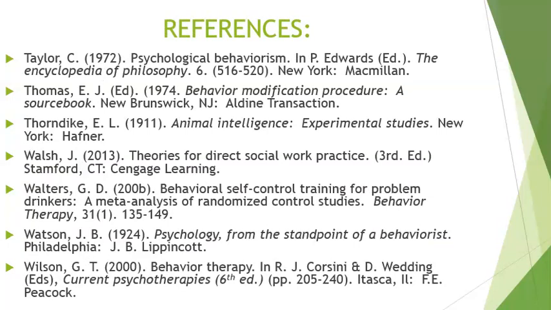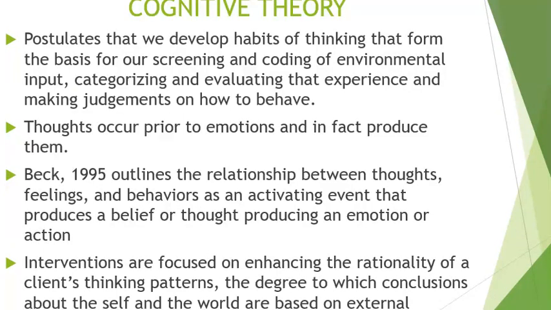And so then we go to cognitive theory. Cognitive theory says that we develop habits of thinking that form the basis for our screening and coding of environmental input, categorizing and evaluating that experience, and making judgments on how to behave. It also says that thoughts occur prior to emotions and in fact produce them.